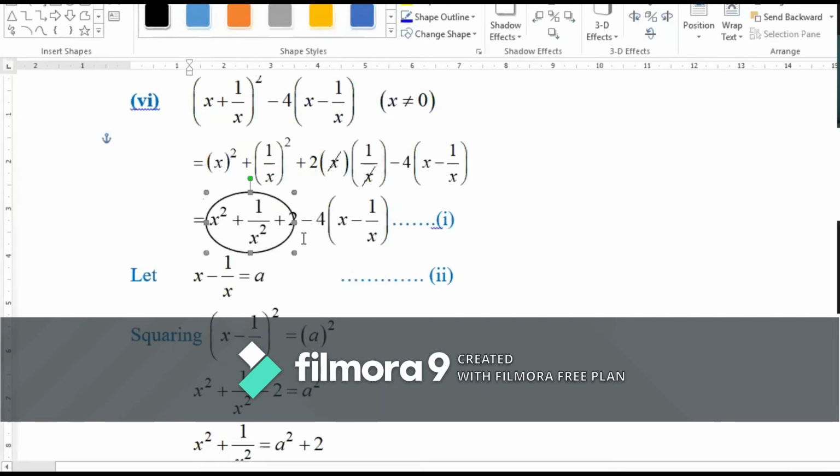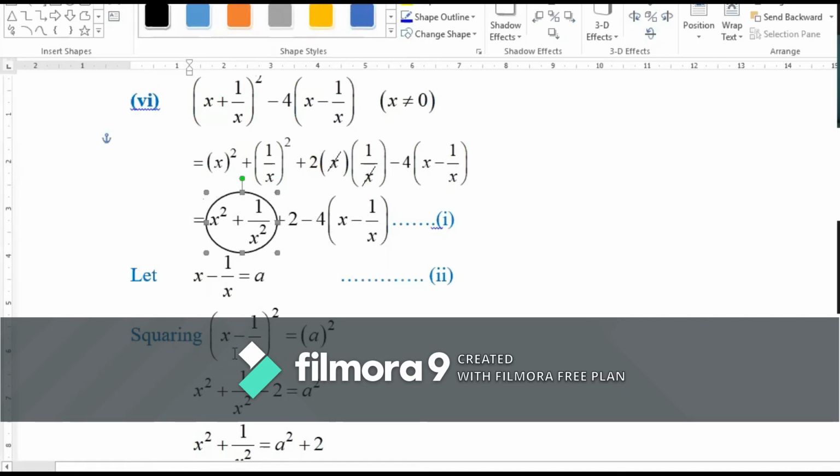This part. My requirement is that I want to get the value of this part in terms of this part. Now, when you proceed with the question, you will substitute x minus 1 over x equals a, or y, or z, or any other name. Its square will be taken because we want to find x square plus 1 over x square, and you cannot get the value directly if you do not take the square of this one. So take the square: x minus 1 over x whole square equals a square.